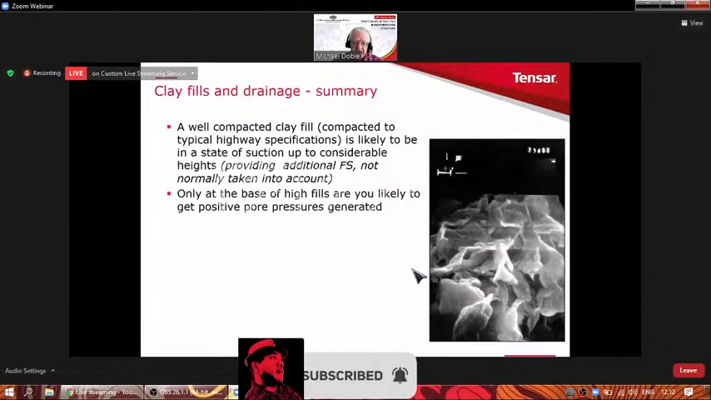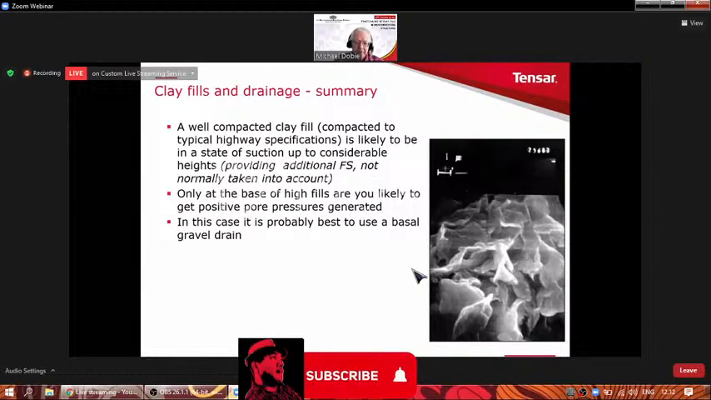I've already mentioned that only for very high fills are you likely to generate positive pore pressures towards the bottom of the fill. We saw that earlier on. If you are going to generate them, in most cases it's best to use a basal gravel drain, especially if you might have high pore pressure towards the base of the fill.